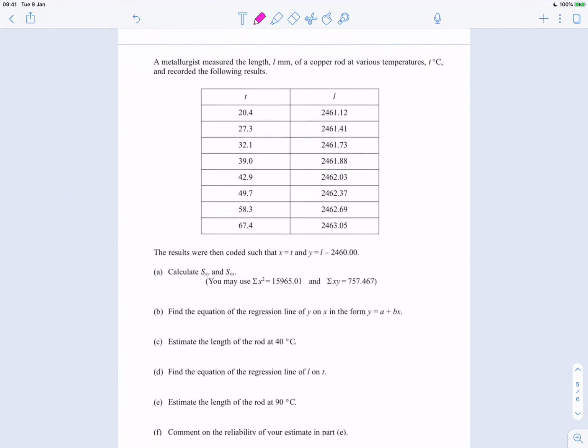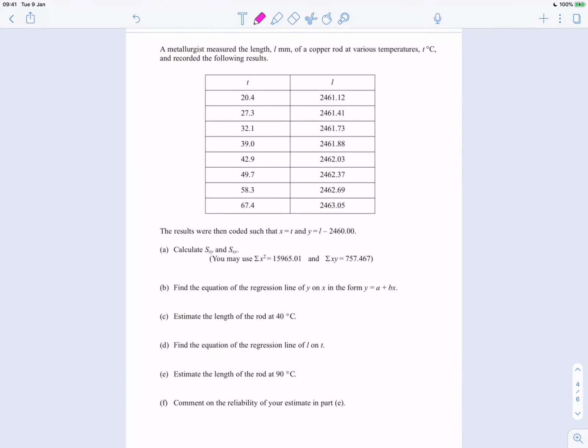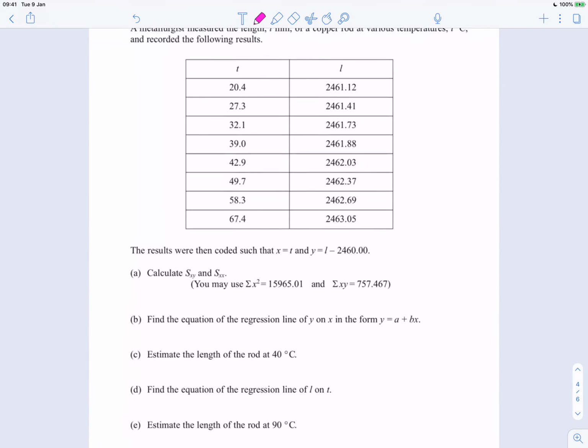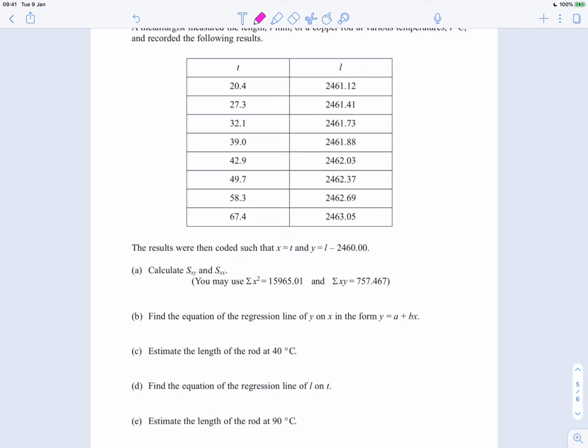So, okay, a metallurgist, well, actually, pause the video, give it a go yourself. Worst case, you're wrong. Okay, a metallurgist measured the length L millimeters of a copper rod at various temperatures and recorded the following results. The results were coded such that x equals t and y equals the following. Calculate SXY and SXX. You may use the sum of x squared was that, and the sum of XY was the following.